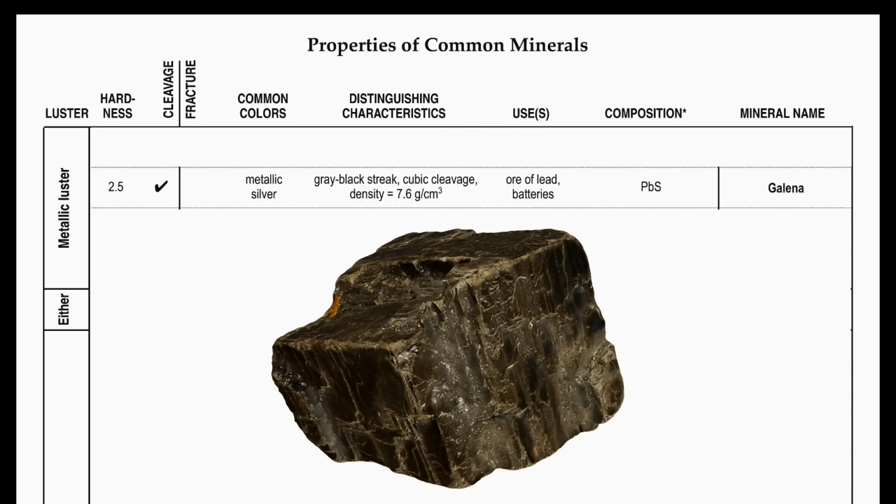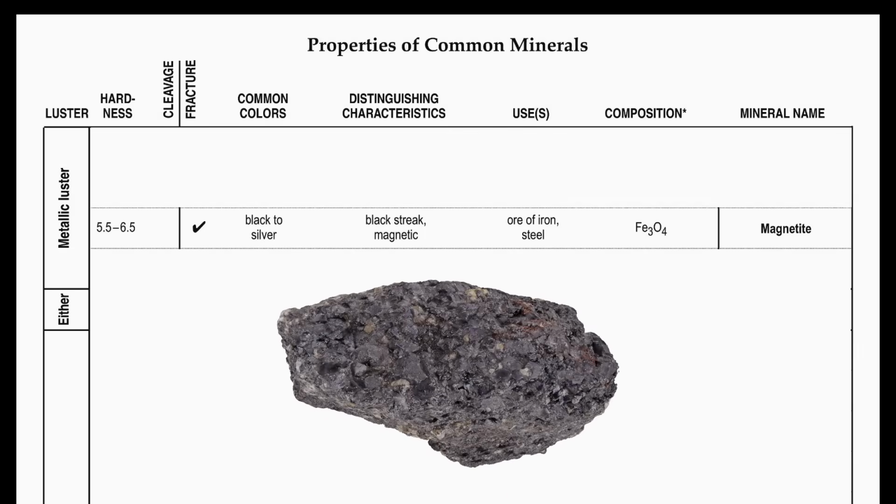Next up is galena. A little bit harder. It's got that interesting cubic cleavage. It's very dense and heavy for its size. So if you feel a sample of galena, it will feel heavy for how big it is. This is commonly used in batteries and as an ore of lead, and it's made up of lead and sulfur. Moving on, we have magnetite. This is our magnetic mineral that we talked about earlier. Contains iron and oxygen. It's a similar hardness to that of glass.